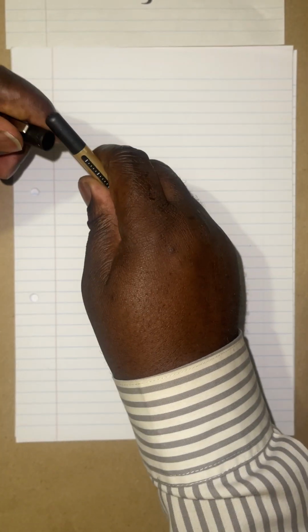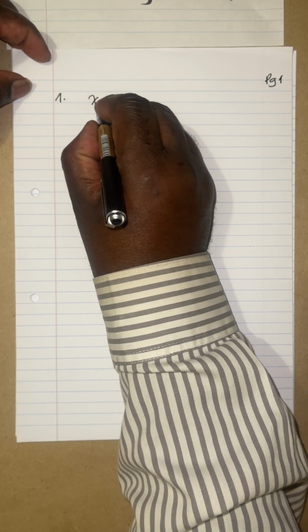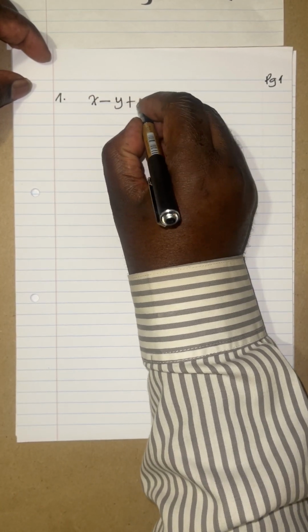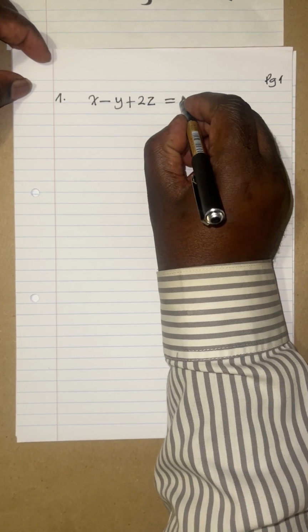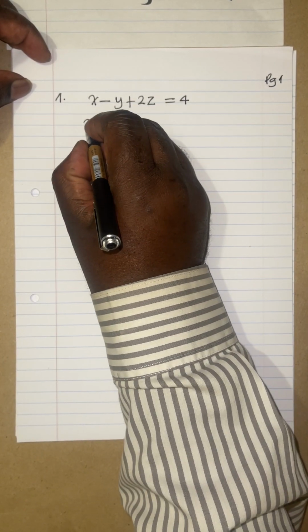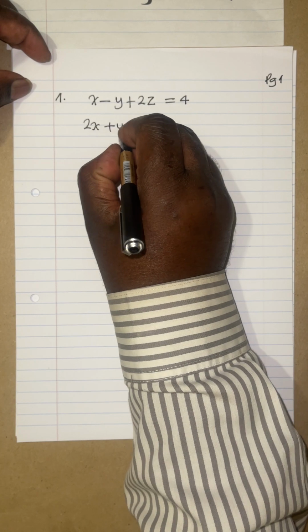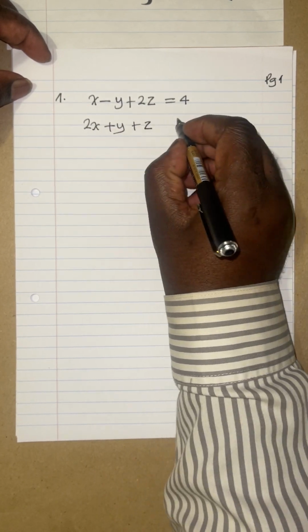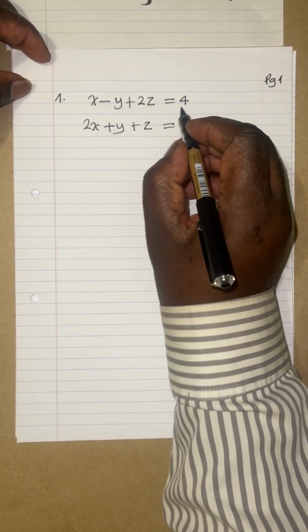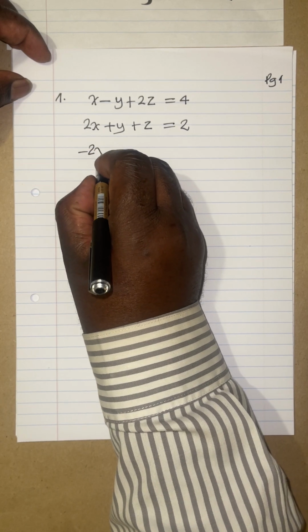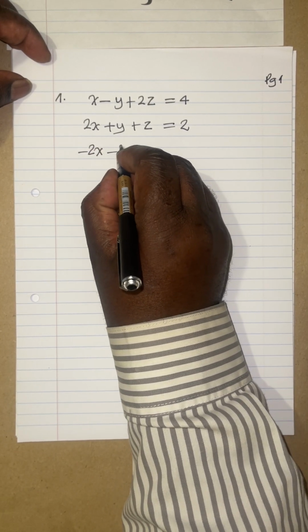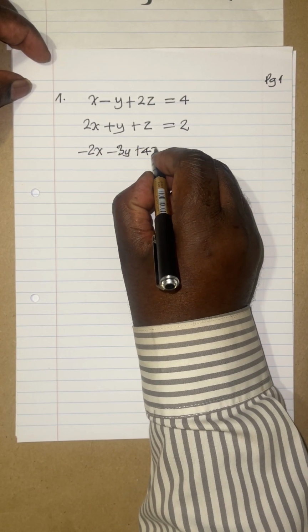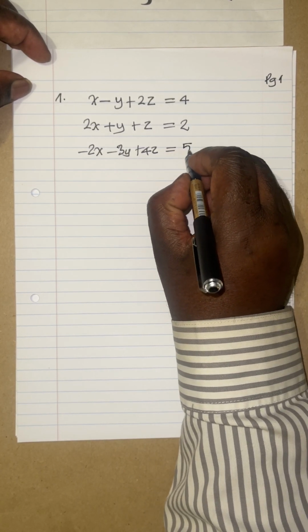So let's look at number one. I'm just going to capture that. Let's call this page 1. Number 1, what we have is x minus y plus 2z equals 4. The other one is 2x plus y plus z is equal to 2. And then the last one is minus 2x minus 3y plus 4z equals 5.